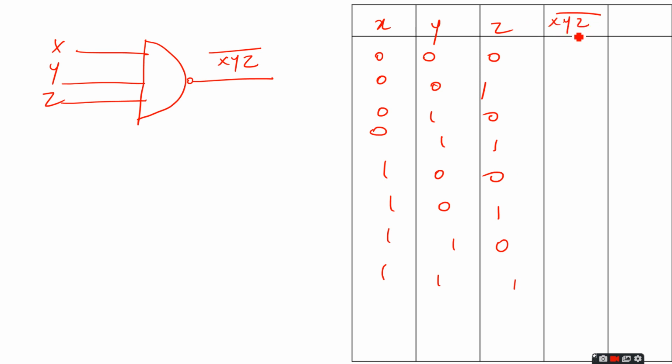If all the inputs are 1, the output will be 0. Otherwise, the output will be 1. So this is the answer. Now see here, for 0, 0, 0, the output will be 1, and we will get output as 1 either if the inputs are 0 or 1. If all the inputs are 1, then the output will be 0. This is about NAND gate.